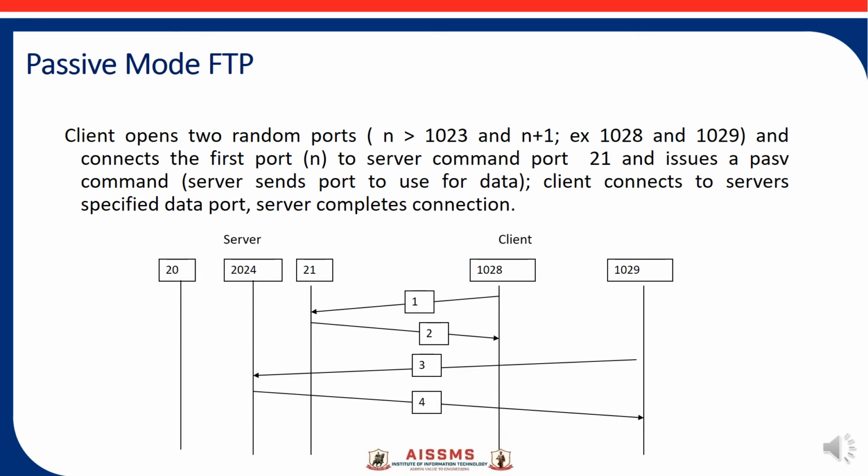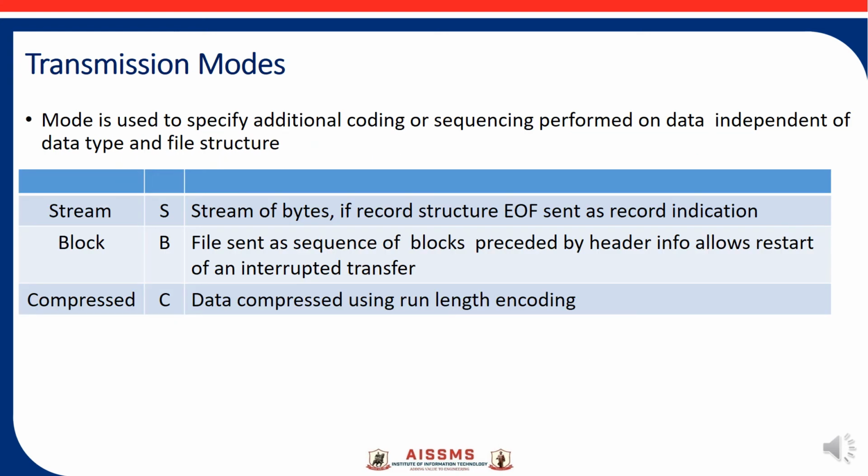So just observe the diagram. In this diagram, the first client port 1028 forms the connection between server and client via port number 21 on the server side, and then the next client port number 1029 forms the data transfer connection to the server side port 2024. So there are different transmission modes present.